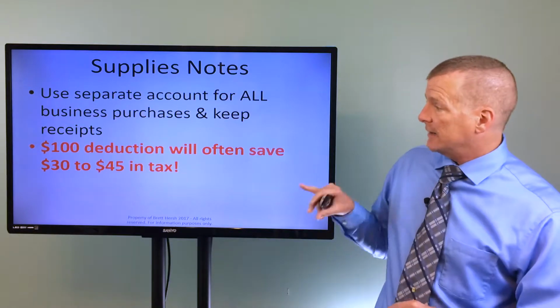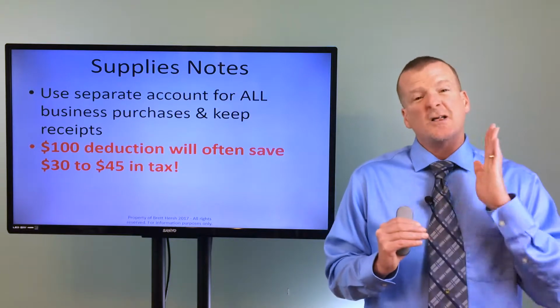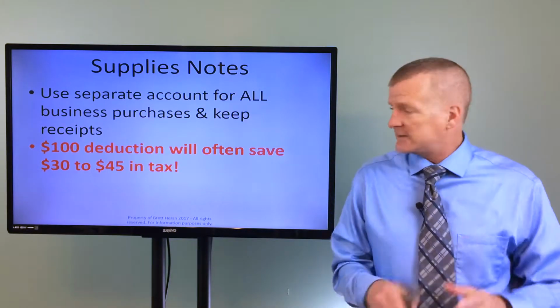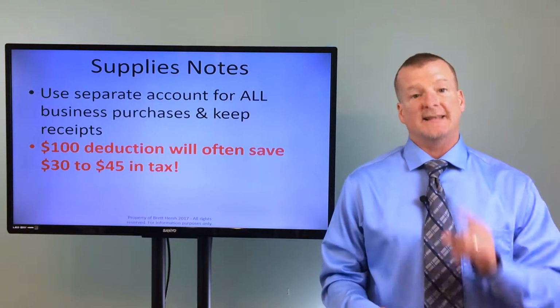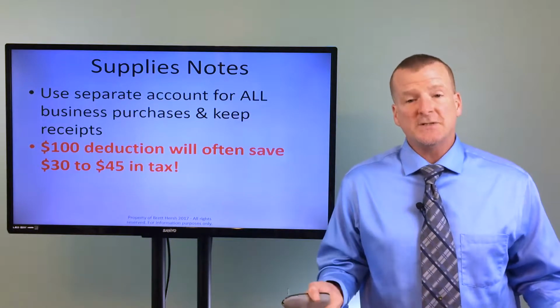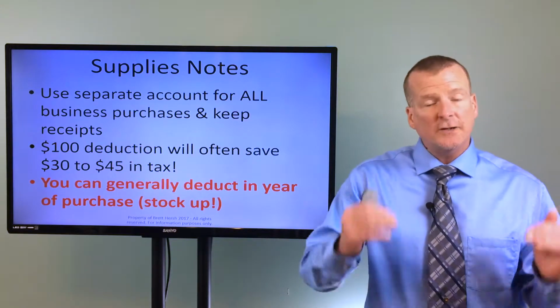Why? Because every $100 deduction will save you somewhere between, on average, between $30 and $45 in tax. There's an exclamation point at the end of that. There's a reason. We want you to save money. That's why you're taking the course, and that's why we're presenting this course, to help you. Now, you can generally deduct in the year of purchase also.